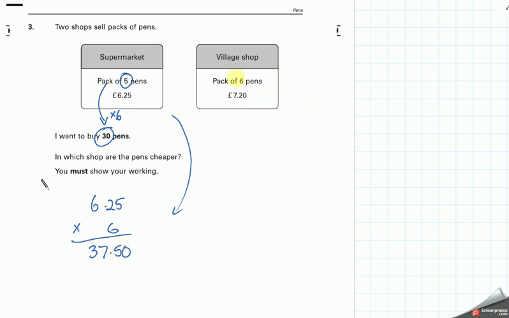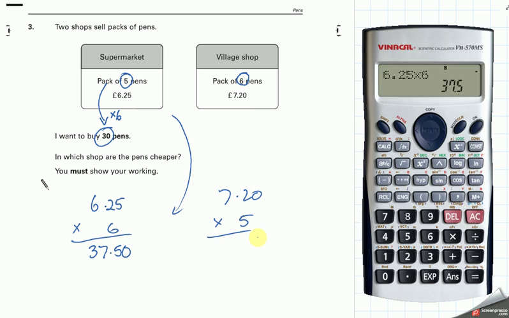Second one, packs of 6. I need 5 packs of those pens. So that's 720 times 5. Do show the calculation you want to do. That will get you possibly one of the marks. If I see both calculations are correct, you've shown what you wanted to do as you go through. That one gives me, I've missed out the 7.20 times 5. And that's now 36.